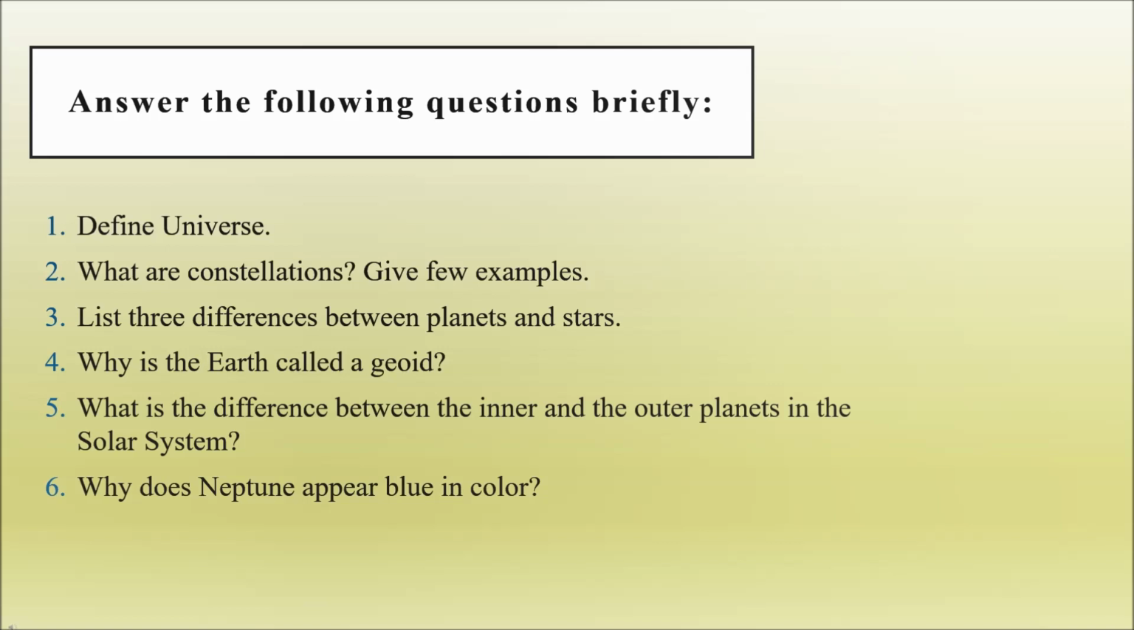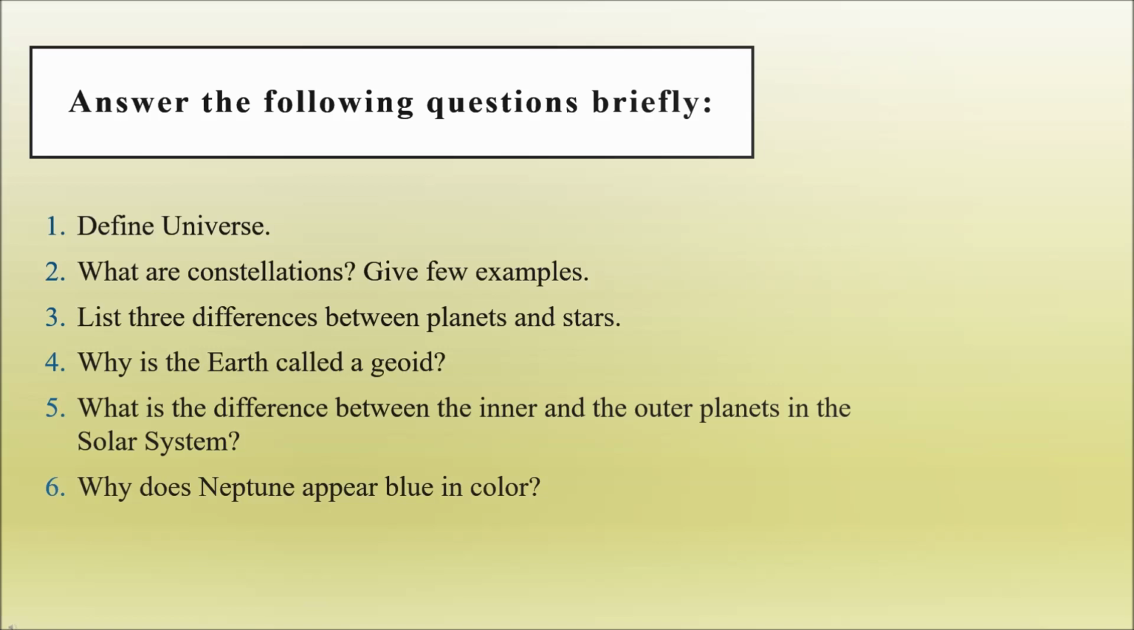Third one, list 3 differences between planets and stars. Answer, planets are 8 in number whereas stars are innumerable. Stars have their own heat and light whereas planets don't have their own heat and light. Stars are stationary, which means not moving, whereas planets move around a star in an elongated or elliptical path.